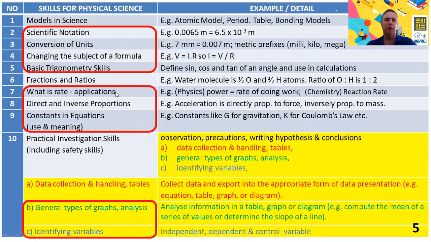Secondly, what is rate? All of the graphs in this section are rate graphs. We have position time, velocity time, and acceleration time. Those are all rate graphs, direct and inverse proportion, especially for Newton's second law, acceleration directly proportional to force and inversely proportional to mass, and the constants in the equation. You need to know your data sheets well for this section. Then under practical investigation skills, especially the graph skills, general types of graphs and analysis, and identifying your variables, independent, dependent, and control variables.